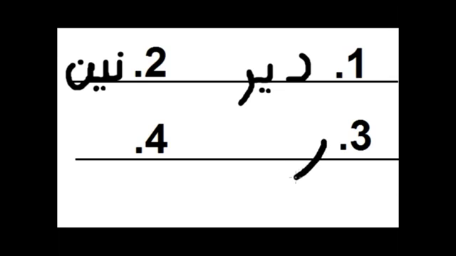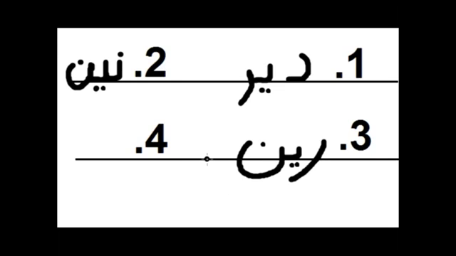The next word was reen. The ra starting above the line, going under the line. The ya starting above the line, resting on the line. Then the noon, like a circular U on the bottom, under the line. Reen.